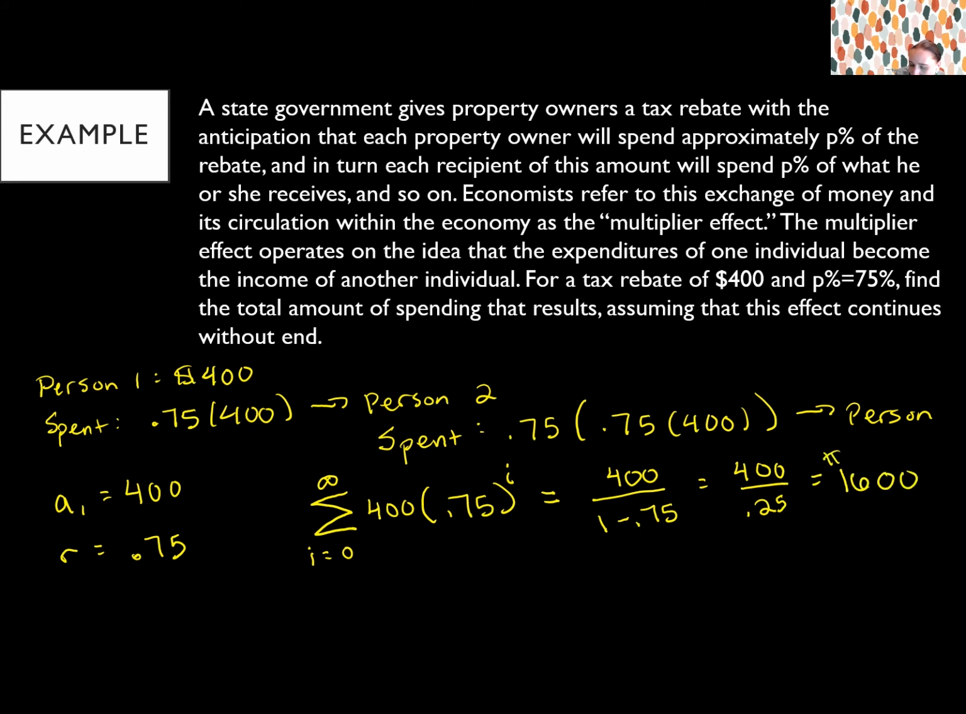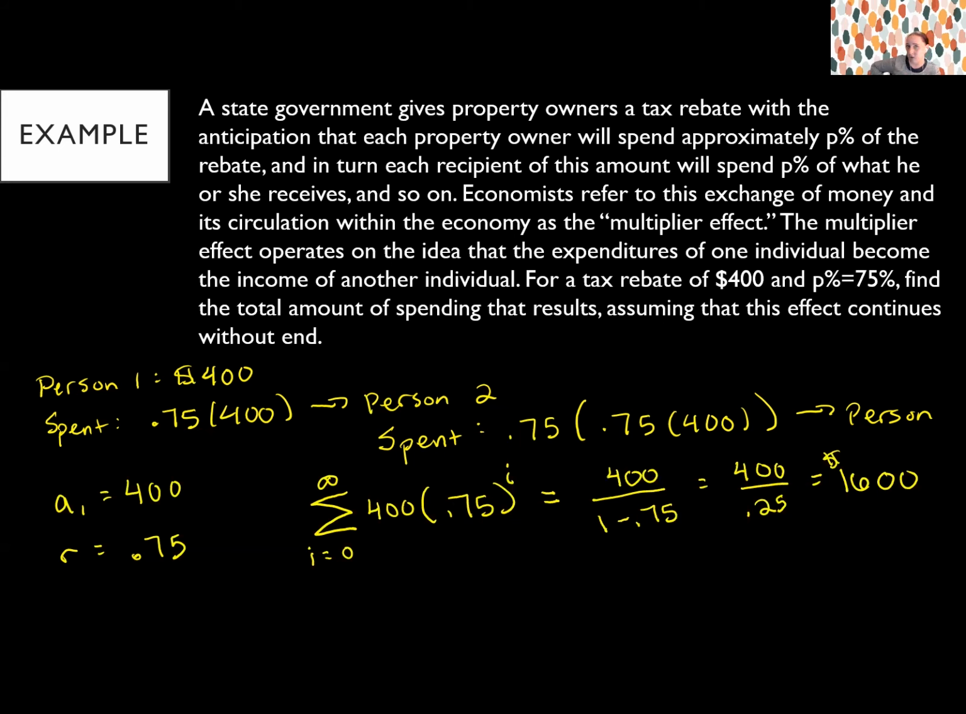So that's going to be $1,600. So for this tax rebate, the total spending that will result, if you give one person $400, this is going to generate $1,600 of spending in the economy. So then think about, okay, let's say you give 100 people this, it's going to generate even more. You just multiply this by 100.